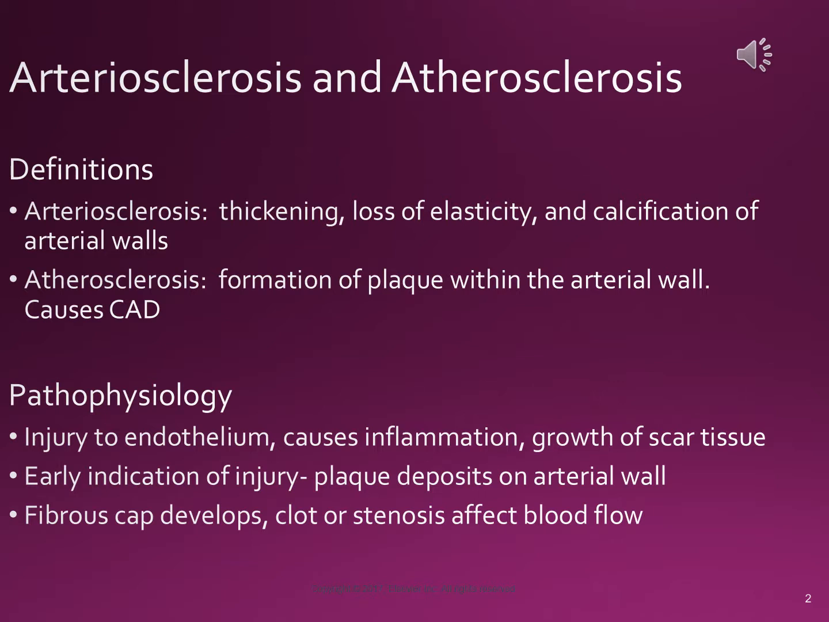A fibrous cap develops, and eventually it can harden and calcify and cause turbulence or stenosis. Or the cap can rupture and form a clot, and this clot can clog or block your coronary artery and cause partial or total occlusion of flow behind the clot or from behind the stenosis. And that's what causes the problem then with coronary artery disease.